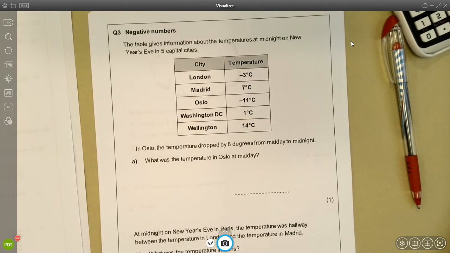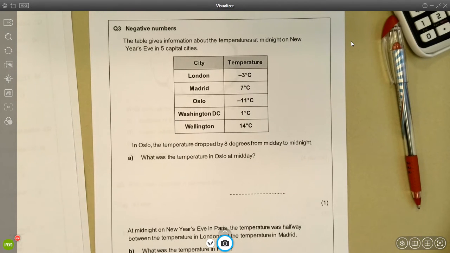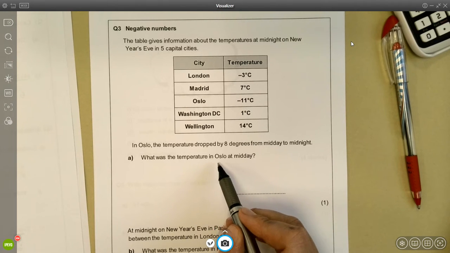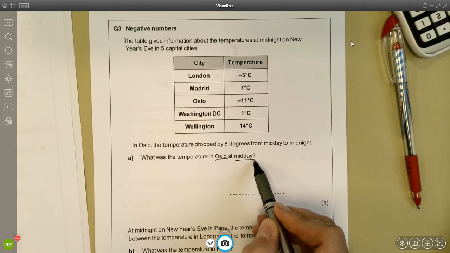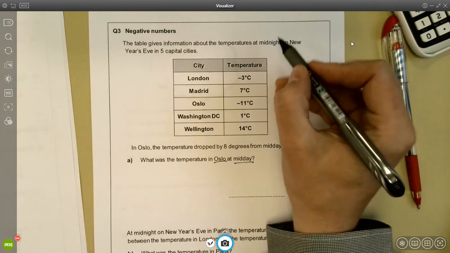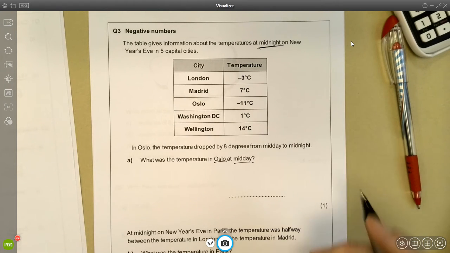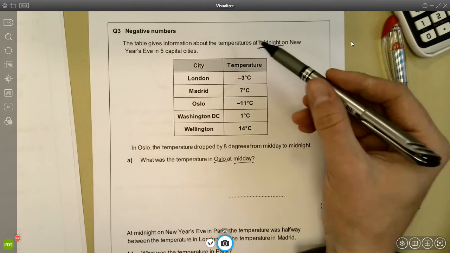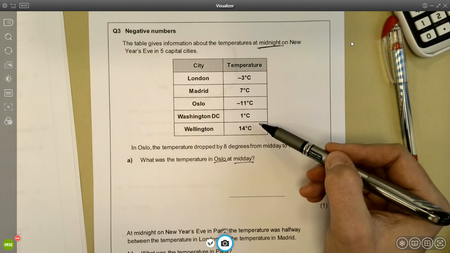So question 3, negative numbers. All right, first up, what is the temperature in Oslo at midday? Okay, well, hang on. Our table, they're all midnight, aren't they? So I think we've gone a bit quick here. Let's rewind a bit. This table's got midnight.